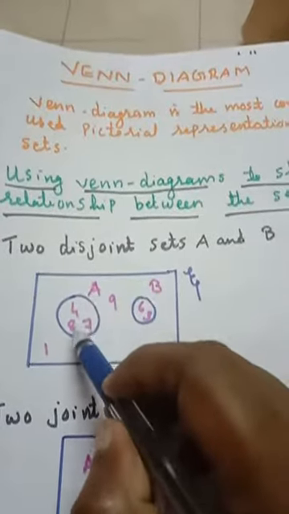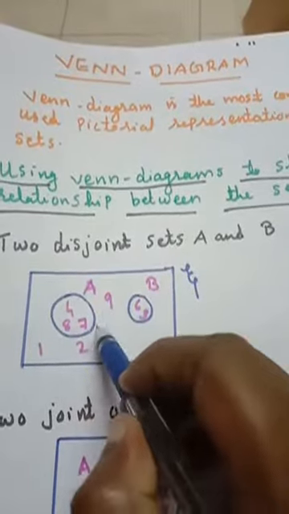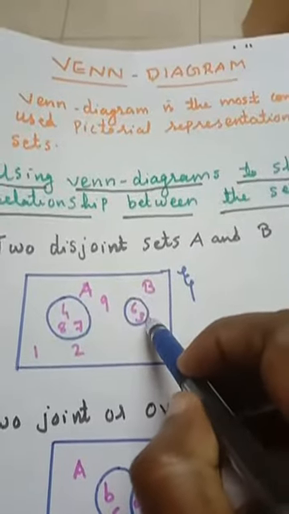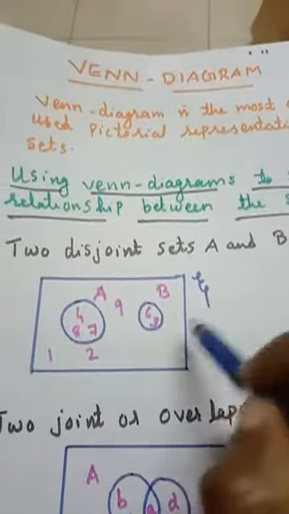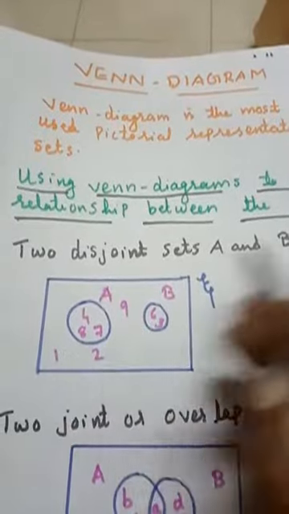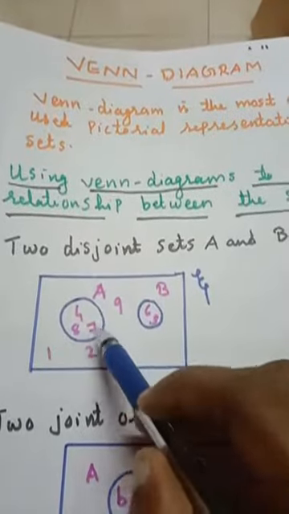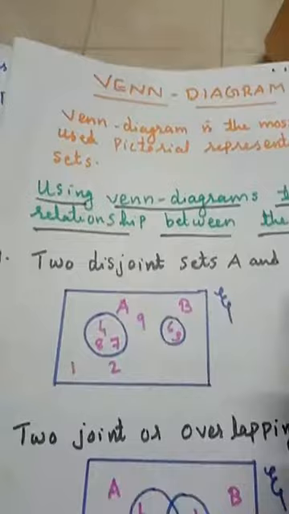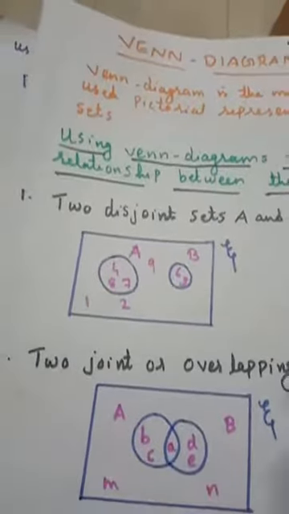Suppose A is equal to elements 4, 8, 7. B is equal to 6, 3. No common elements. And in universal set 1, 2, 9, also this 4, 8, 7, 6, 3. All the elements are included in universal set.